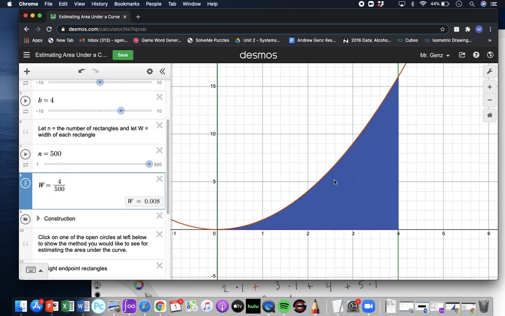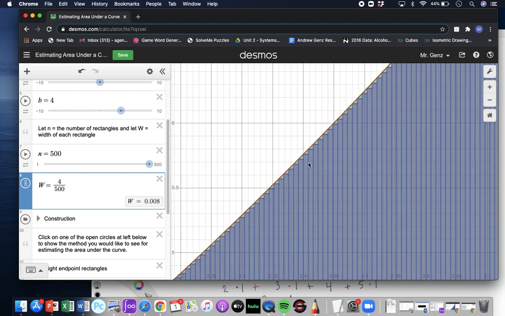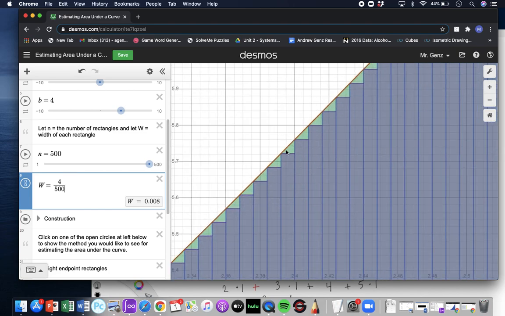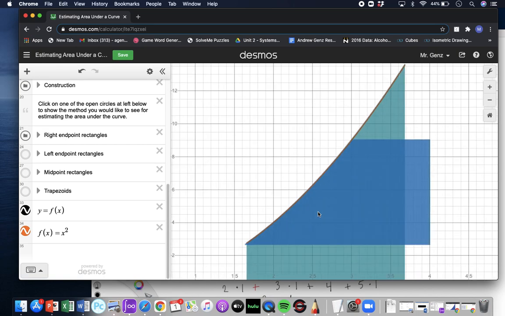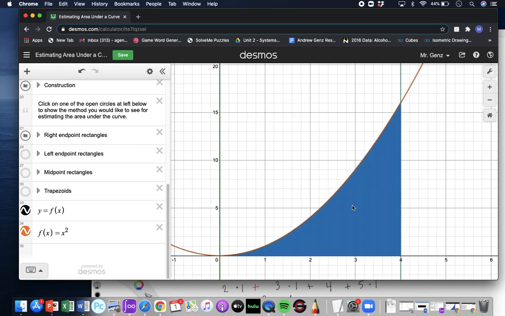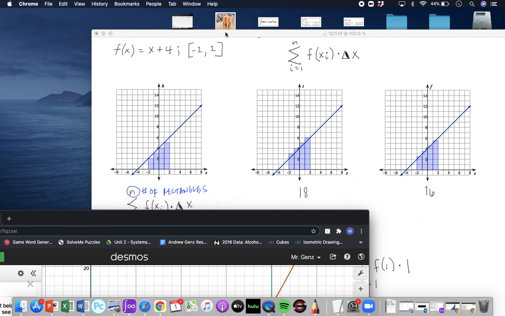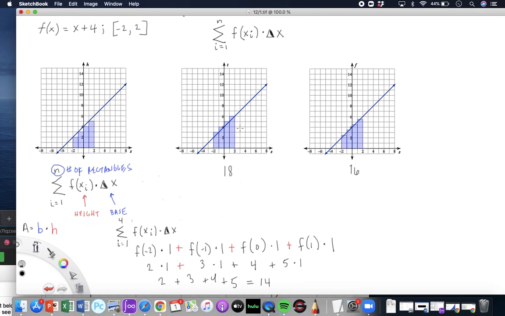And you'll notice that I've put in 500 rectangles, but there's still a little space left over. Even though I'm using the best I possibly can, if I use the right endpoints, I'd be a little bit over. Again, we're talking 500 rectangles here. That's a lot of rectangles, and I'm trying to fill this space up. So what that leads us to, after a long video explaining this, is the idea that I'm going to put in infinitely many rectangles, as n approaches infinity. And that is going to give us what the definite integral is.